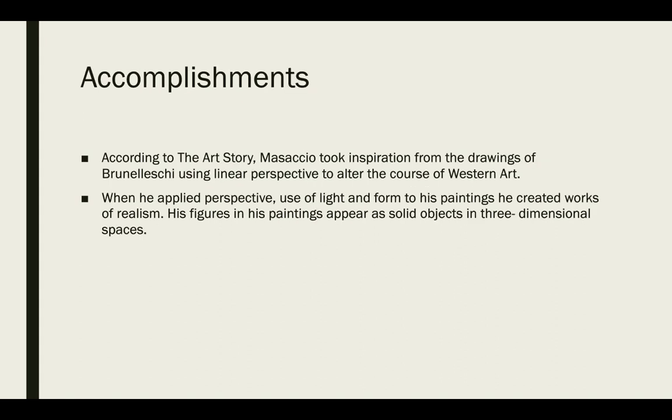According to the art story, Masaccio took inspiration from the drawings of Botticelli, using linear perspective to alter the course of Western art. When he applied perspective, use of light, and form to his paintings, he created works of realism. His figures in his paintings appear as solid objects in three-dimensional spaces.